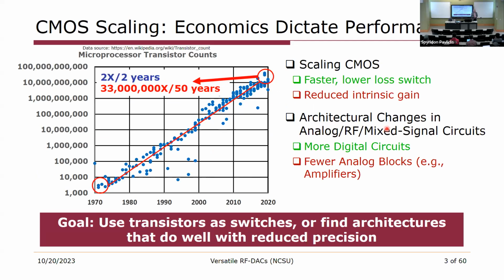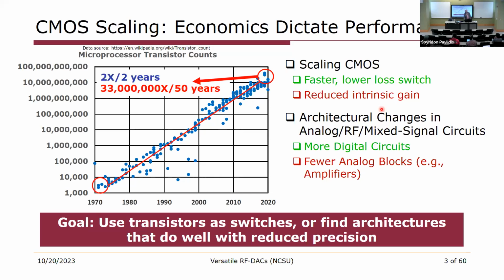People that work in the silicon industry know this chart well. This shows the 50-year history of Moore's Law and the 33 million X improvement in the number of transistors on a typical 1 inch by 1 inch silicon die over the course of that time. Over that time, the transistor has been optimized to be a small low-loss switch, and it has not been optimized for its analog performance.